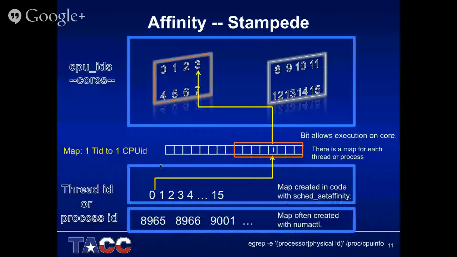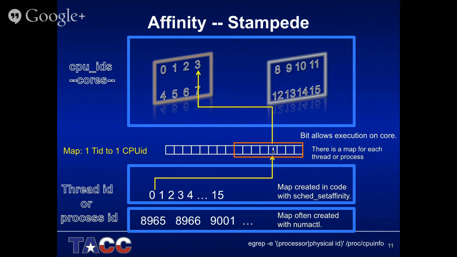So I could also specify I want my process or my thread to be on 0 and 3, in which case it'll do both. It will have a 1 here and a 1 here, and when it goes to run, it will say you can run on 0 or you can run on 3, okay?